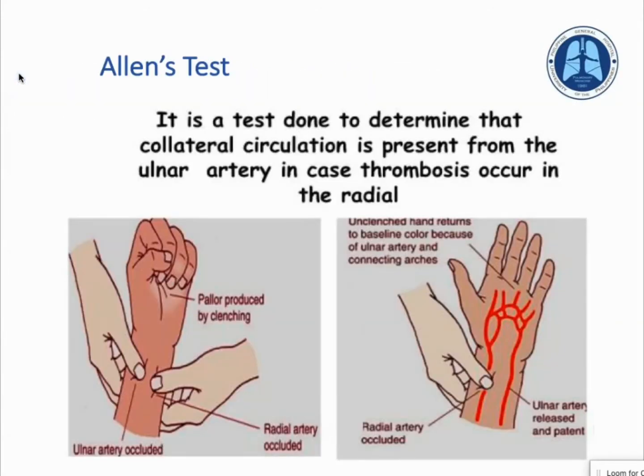So what is Allen's test? It is a test done to determine if collateral circulation is present from the ulnar artery in case thrombosis occurs in the radial.